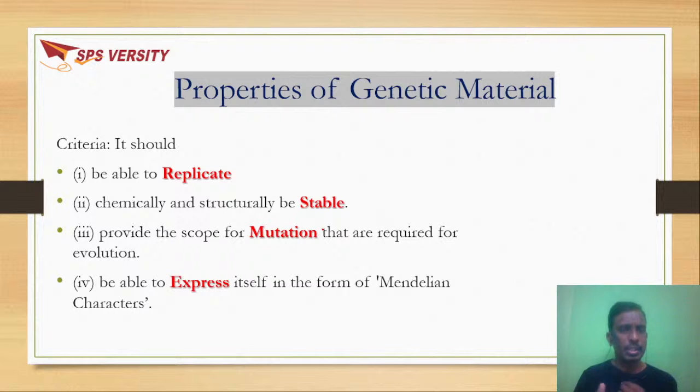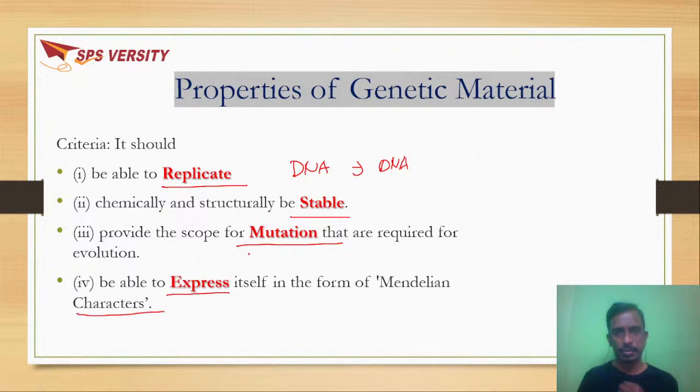So we are saying DNA is the genetic material. What properties does it have to satisfy as genetic material? DNA can replicate on its own, that is, on replication one DNA will form another DNA. It is structurally stable. It can undergo changes, that is, mutation, and it is able to express itself, that is, it is able to show Mendelian characters. Based on these four criteria, DNA is confirmed as a genetic material.